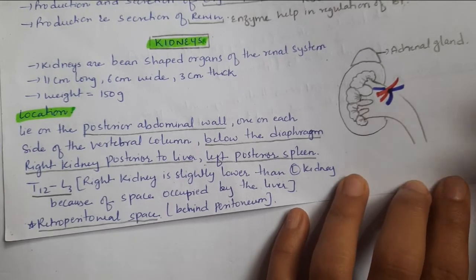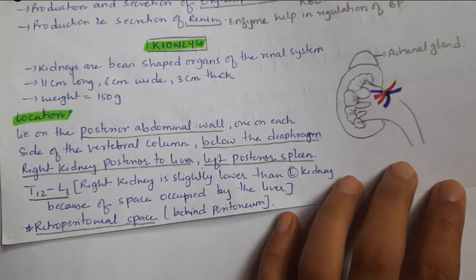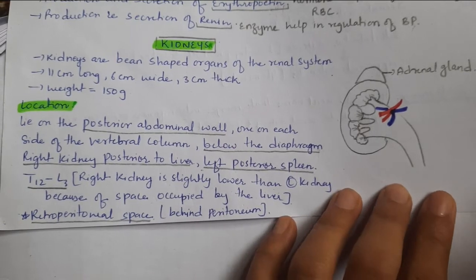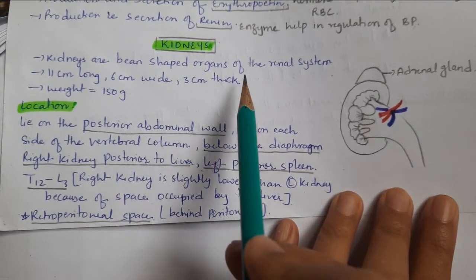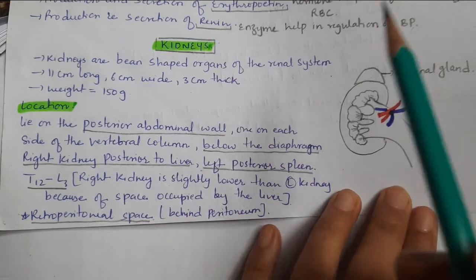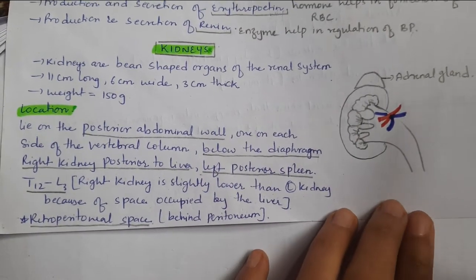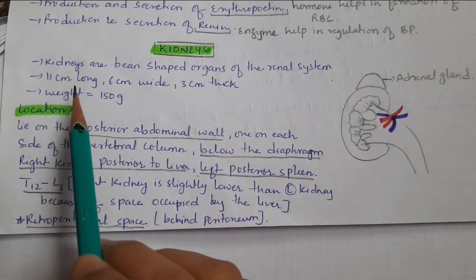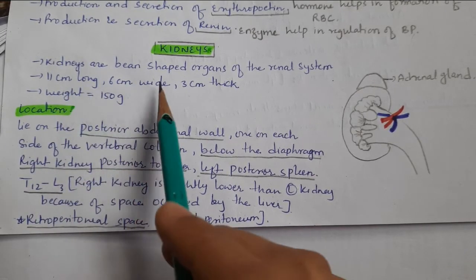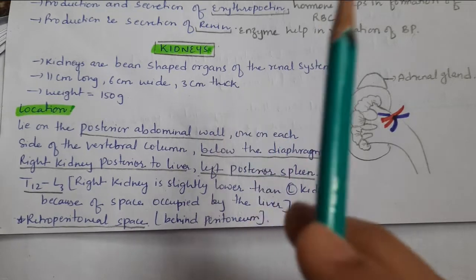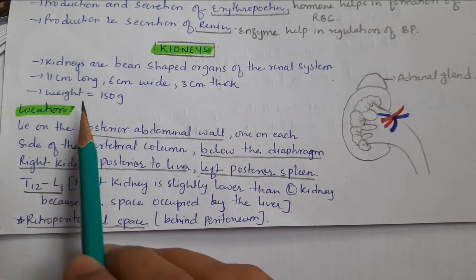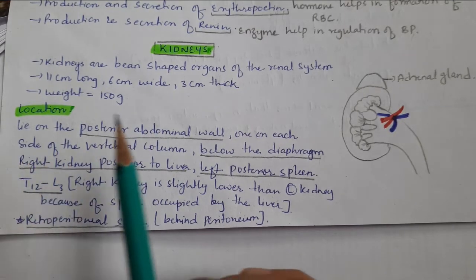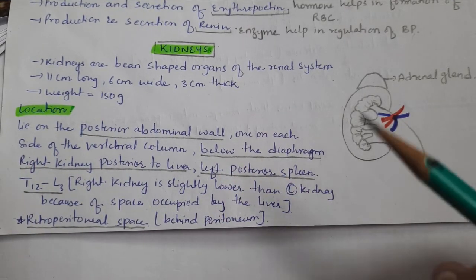So in today's class we will be going to discuss the kidney anatomy and physiology. As we already know, kidneys are bean shaped organs of the renal system. The shape of our kidney is like a bean and it is 11 centimeter long, 6 centimeter wide and 3 centimeter thick, and each kidney weighs about 150 gram. So in total both kidneys will give around 300 gram of weight.